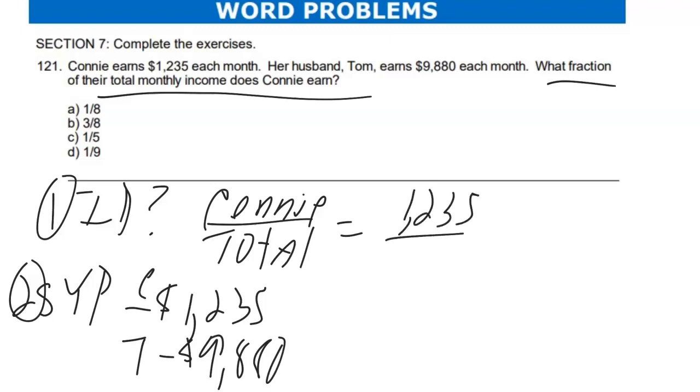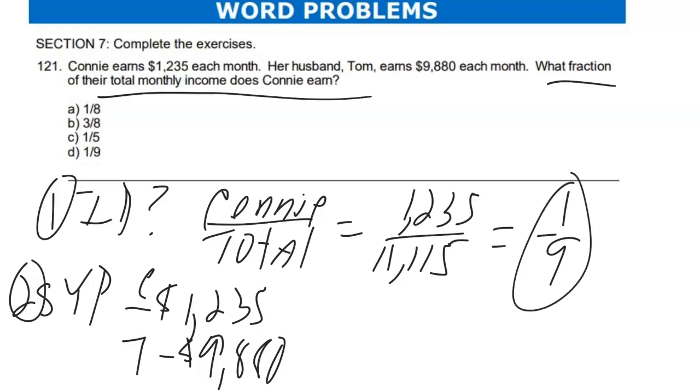And then their total, 1,235 plus 9,880 is going to give us 11,115. And I'm not going to reduce this. Again, I talked about earlier on, we do have a pre-GED booklet that will give you some of these base level skills. So I'm just assuming you have this, but if you reduce it, you're going to get 1/9, and that is our answer in answer D there. So again, it is just following these two steps every single time. Let's move on to the next word problem.